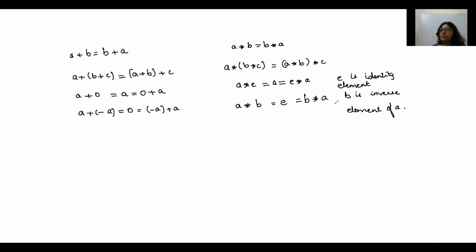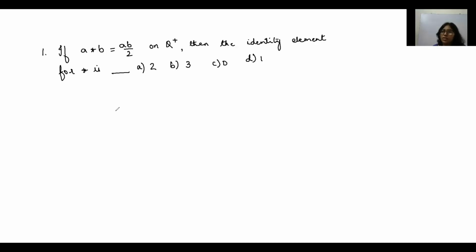Depending on the operations, the identity may or may not exist. And if it exists, it may vary depending on the operations. The same applies for the inverse. So with this concept, let's do a few questions based on binary operations. In the CET, generally identity element and inverse elements are asked, but once in a while they may also ask commutative and associative. So we'll take up questions of that kind also.